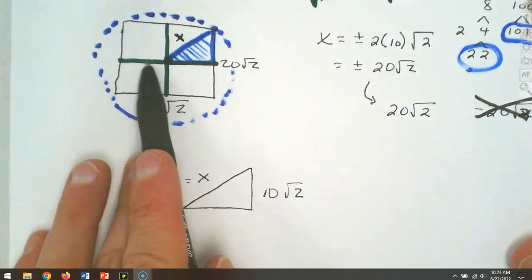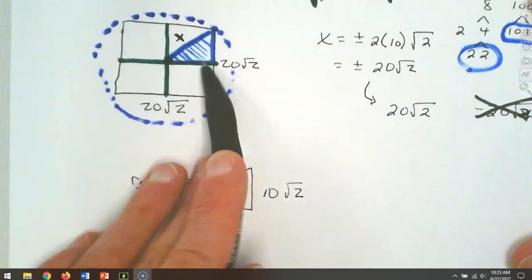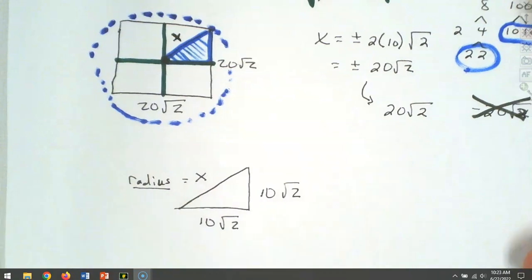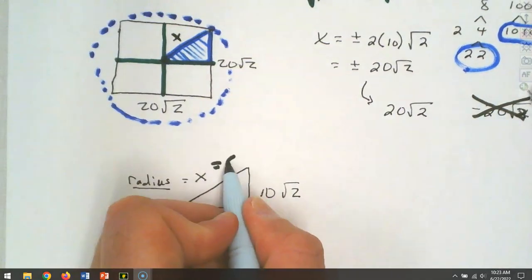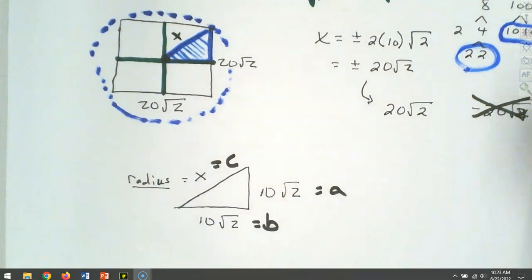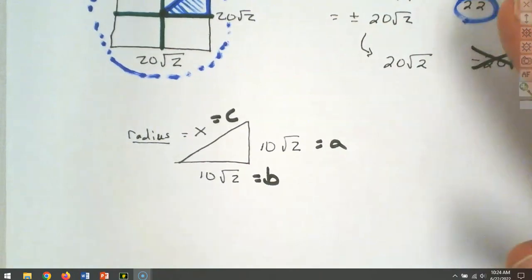And same thing on the side, down below. This is 20 square root of 2. We only want half of it, so again, that is 10 square root of 2. Now we finally have everything we need to solve it. So this is my C. This is going to be your A, and this is going to be your B. We've got a triangle, so we can now apply Pythagorean's theorem, find the radius of the sprinkler, and be done.